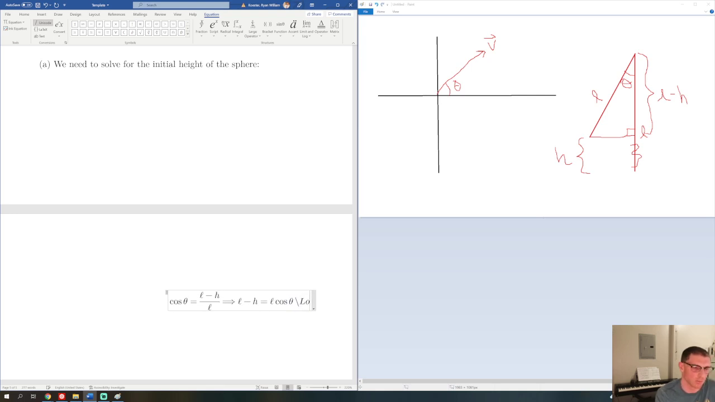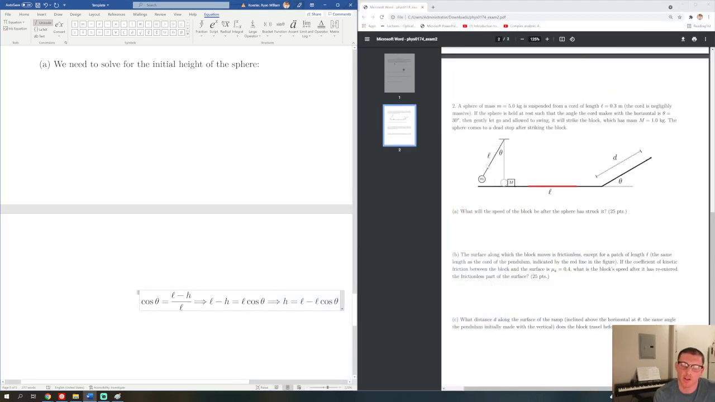And then we just have to solve explicitly for, I forgot the G, for H, which ends up giving us, right, we just add H to both sides, subtract L cosine theta from both sides, we find that this is L minus L cosine theta. So then we can apply conservation of energy to figure out what momentum this thing has right before the collision, because we want to apply conservation of momentum, right?